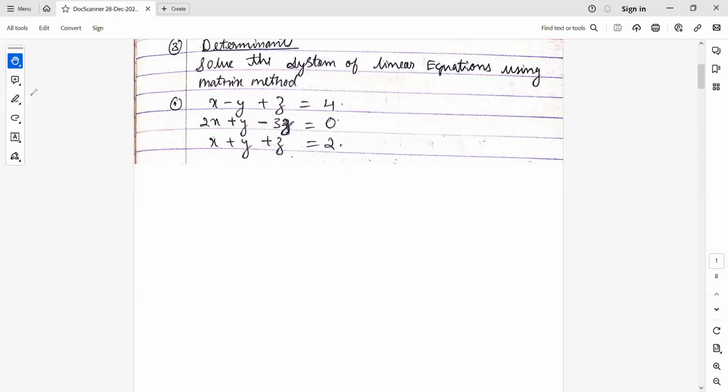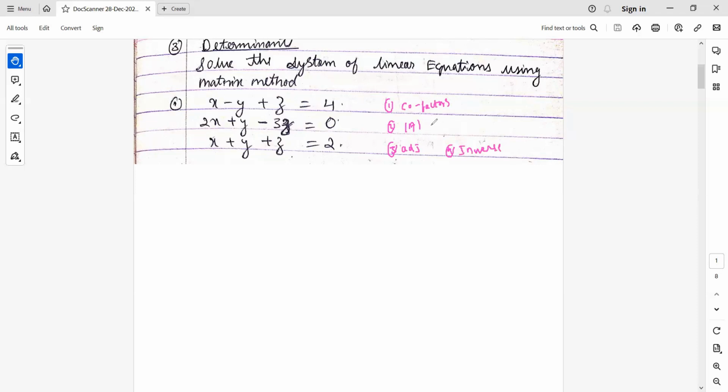Here in the matrix method, first, three terms are required for us. We need to find the cofactors, and then the determinant, and then the adjoint of a matrix, and then the inverse. So all these terms are useful here.